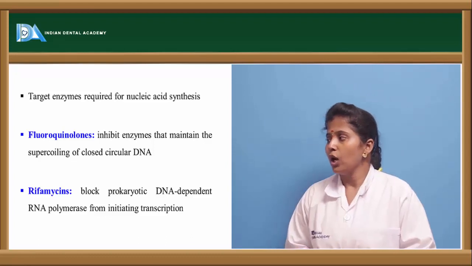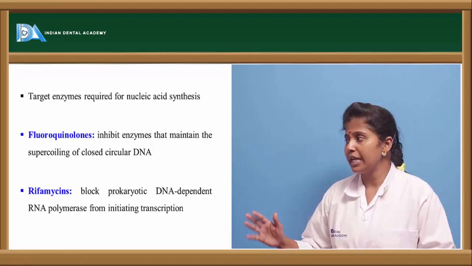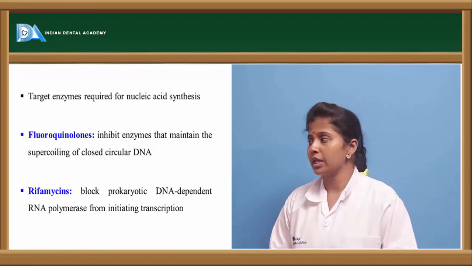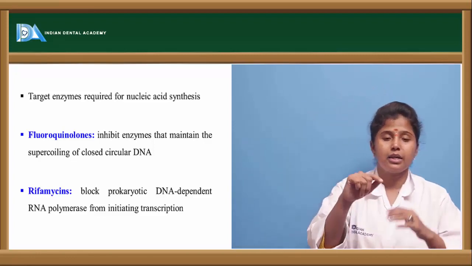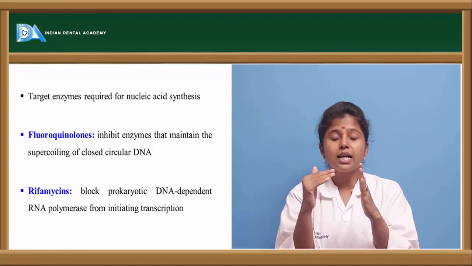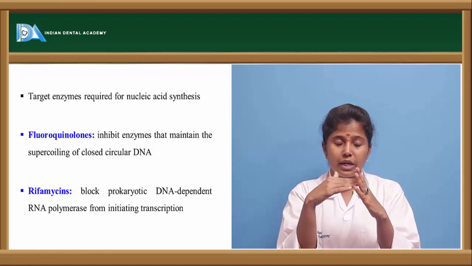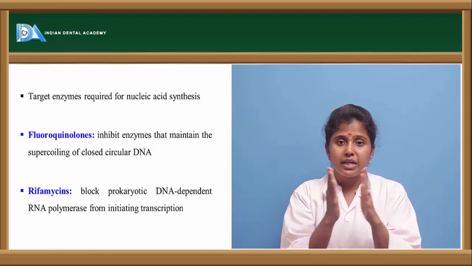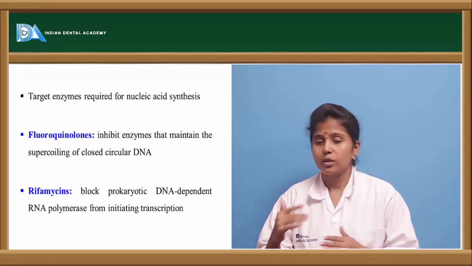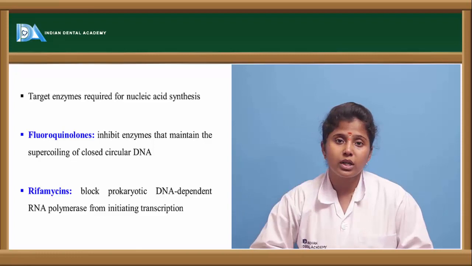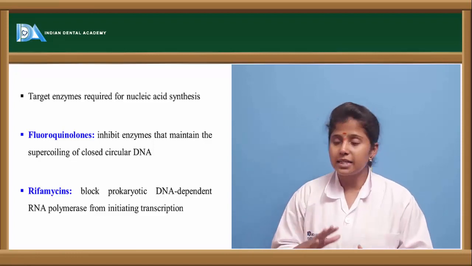The drugs include fluoroquinolones, which inhibit the enzyme that maintains the supercoiling of closed circular DNA. Here, if we see the DNA strands, they are bound together with nucleic acids. If the nucleic acids are not present, then DNA formation won't take place. So the enzymes involved in the supercoiling of the DNA are inhibited.